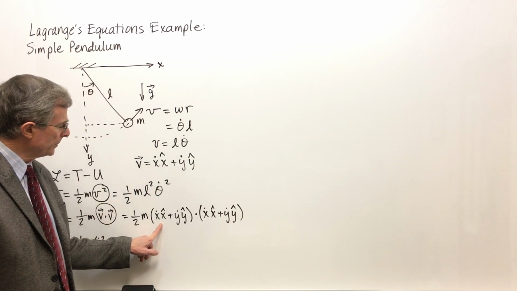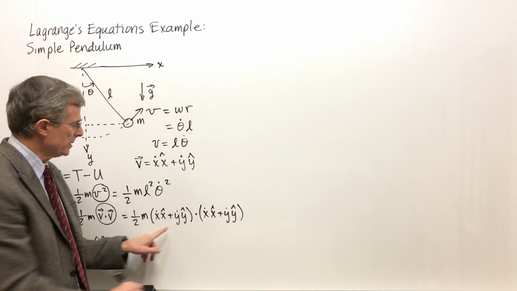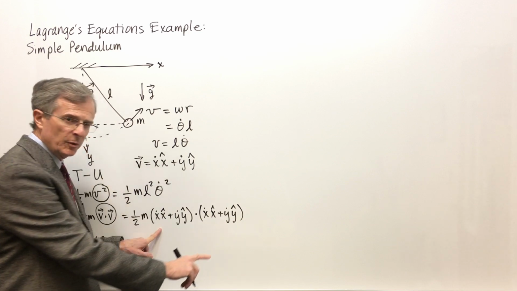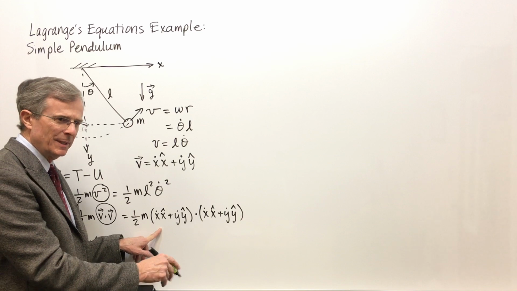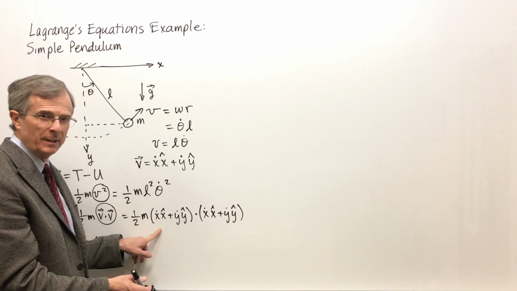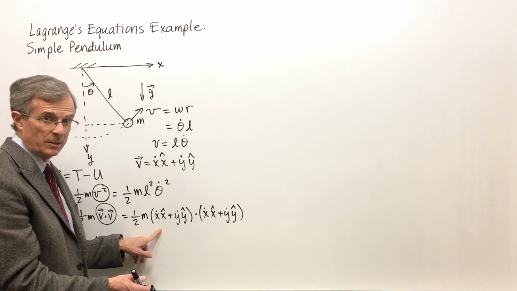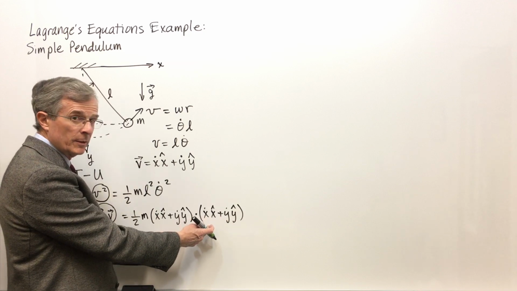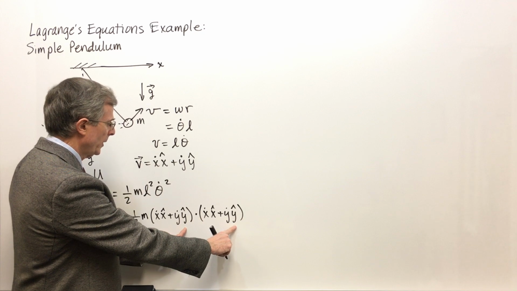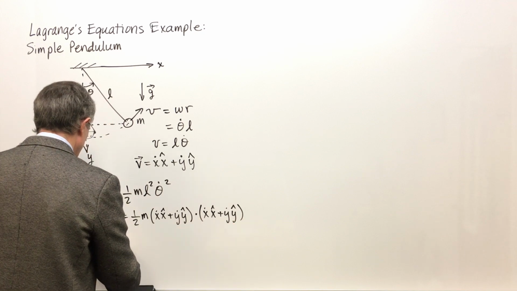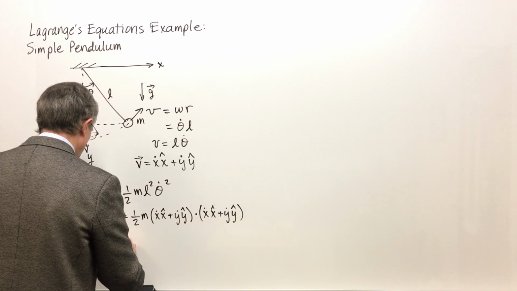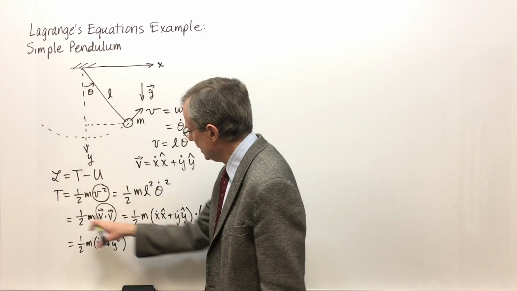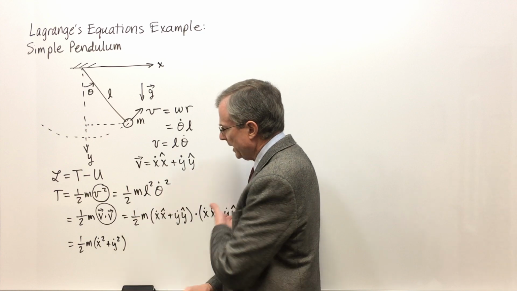Then we'll have this term dotted into this term. Well, x hat dot y hat, the angle between those is 90 degrees, and the cosine of 90 is 0. So we won't get anything from that. That dot product would be 0. Same thing for this dot product. And then finally we'll get y dot squared out of this one. Once you've seen where this comes from, you don't have to do this again and again.